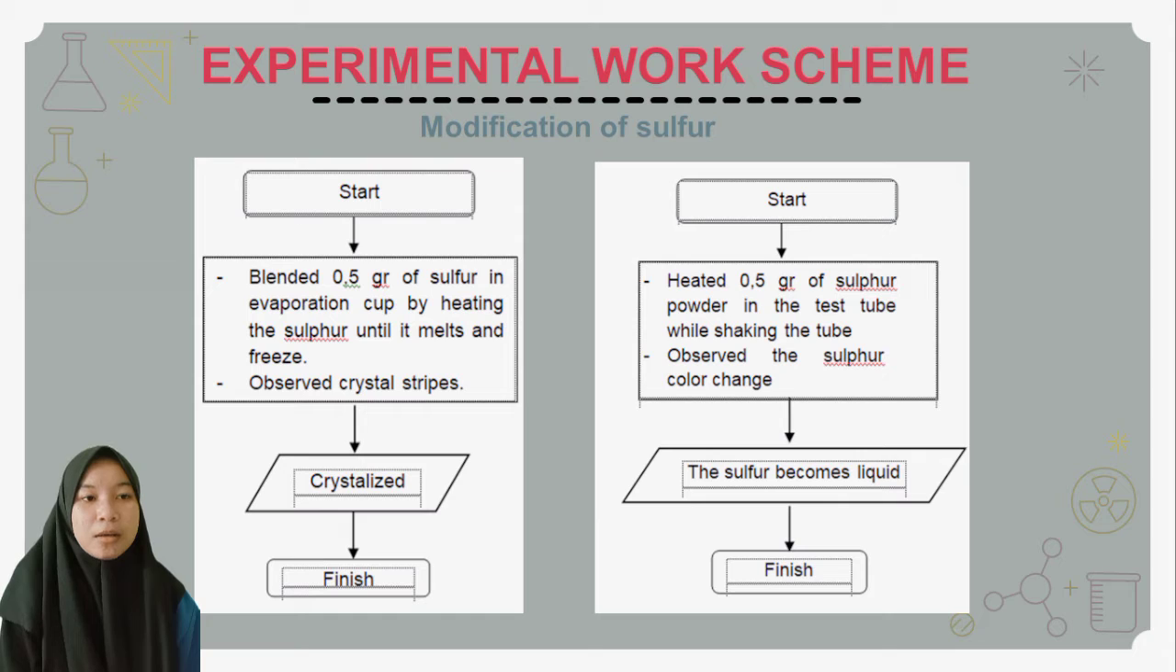And then, one, heat 0.5 gram of sulfur powder in the test tube while shaking the tube. And two, observe the sulfur color change, and the sulfur becomes liquid. And finish.